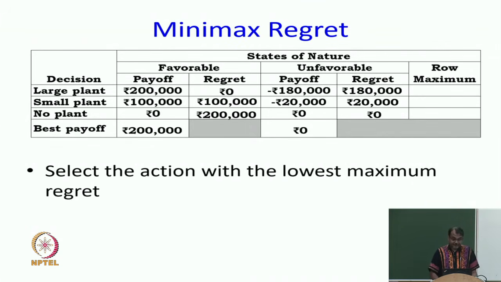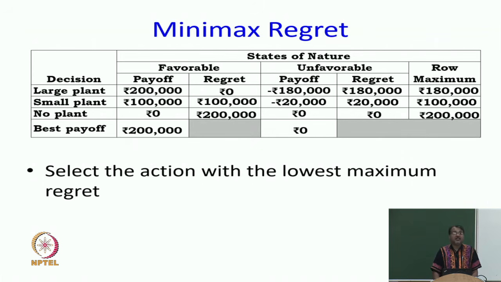Now, what is the maximum regret you can have if you decide to make the large plant? 180, in the worst case, you can feel bad about 180k that you have lost. For small plant, in the worst case, you may feel bad about the 100k that you have lost, and for no plant, you may feel bad about the 200k that you have lost.